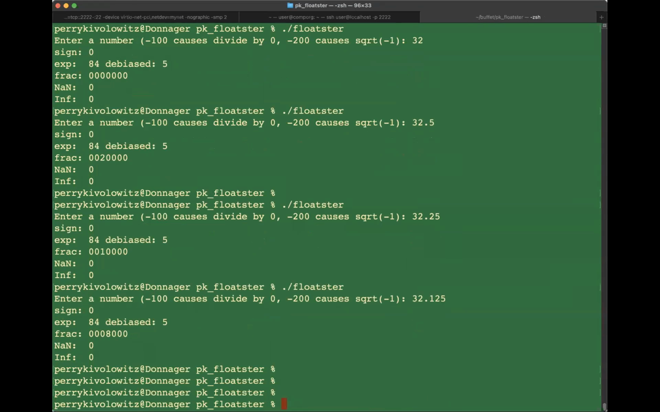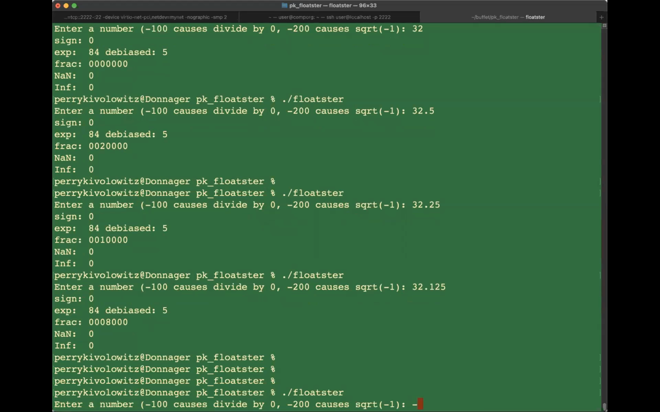Now let me introduce to you, let's try, what would be negative 32.125? I mean, negative 32.125.